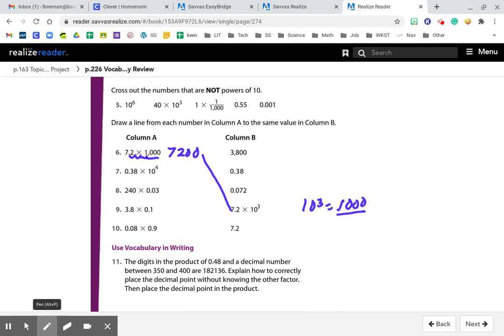38 hundredths times 10 to the fourth. I'm going to move the decimal 4 places. 1, 2, annex 2 zeros. 3,800. So we got right there. 240 times 3 hundredths, 240, I can just do it over here.